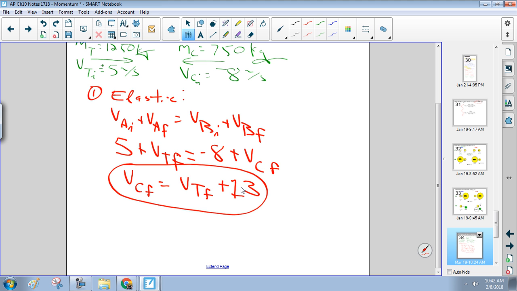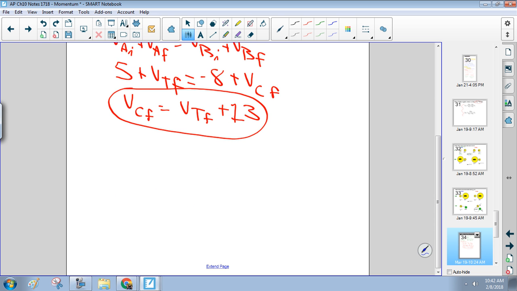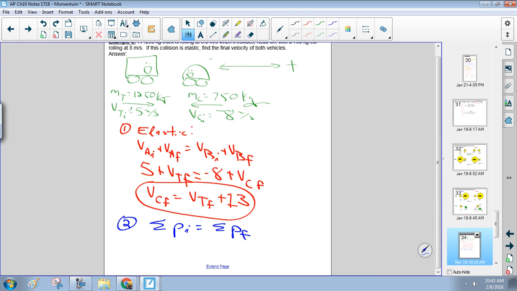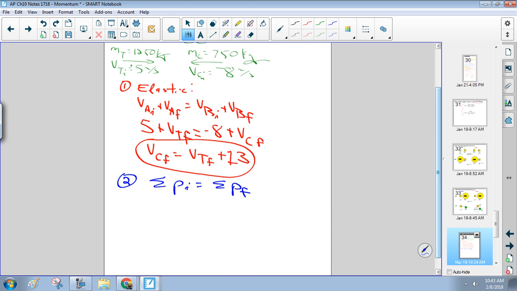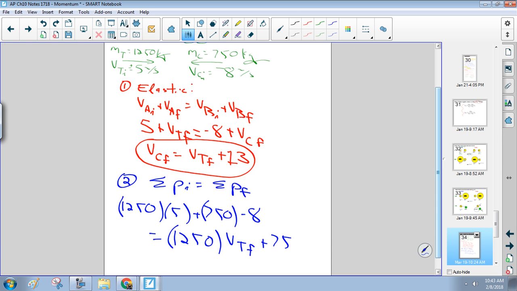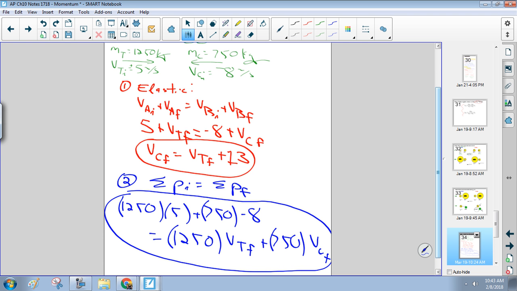Yes. All right, where am I going to get equation number 2? Any collision. Any collision means that our total momentum before the collision has got to equal our total momentum after the collision, right? So the mass of the truck, so I'm going to get 1250 times 5 plus 750 times -8 equals 1250 times the velocity of the truck final plus 750 times the velocity of the car final. So now I've got two equations, two unknowns. Plug VCF in over here and solve for VTF.